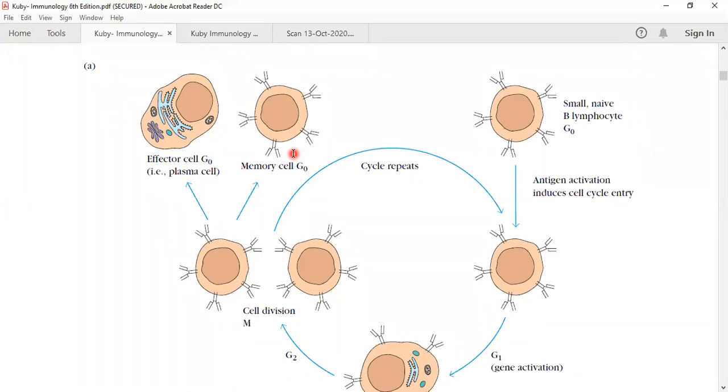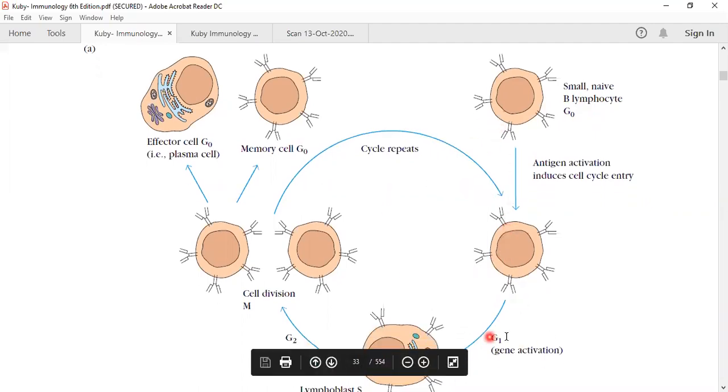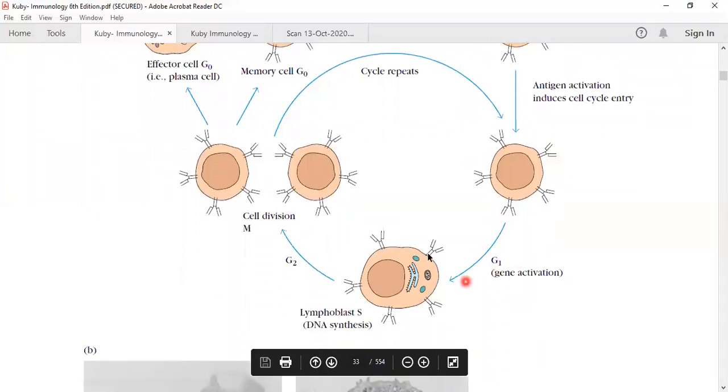So each time there is a cell cycle, when a B cell or T cell divides, it will give rise to one effector cell and one memory cell. The non-dividing cell is known as a naive B lymphocyte, for example, which is present in its G0 state. G0 is a state of the cell which is called the resting stage. When it comes into the cell cycle, first of all, in the G1 stage, gene activation takes place. Then the cell will move to the S phase.